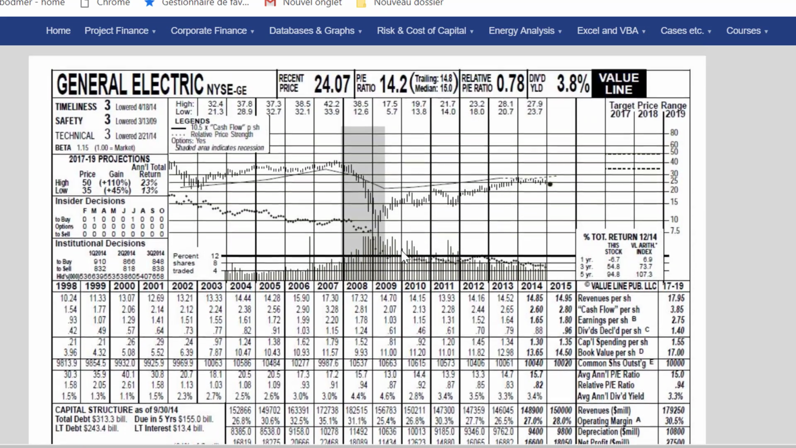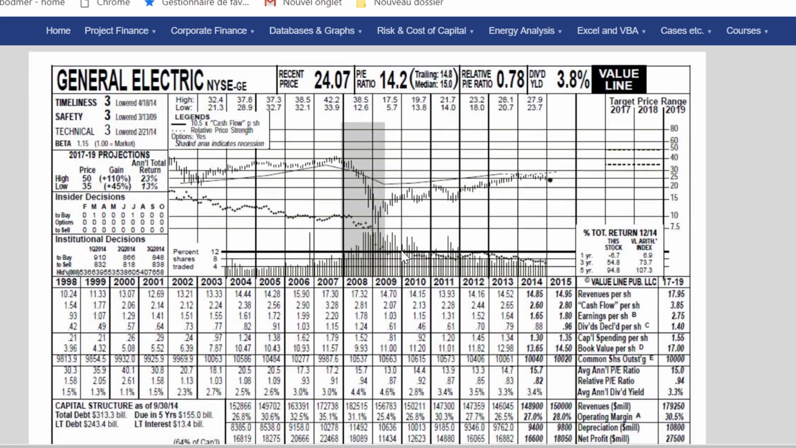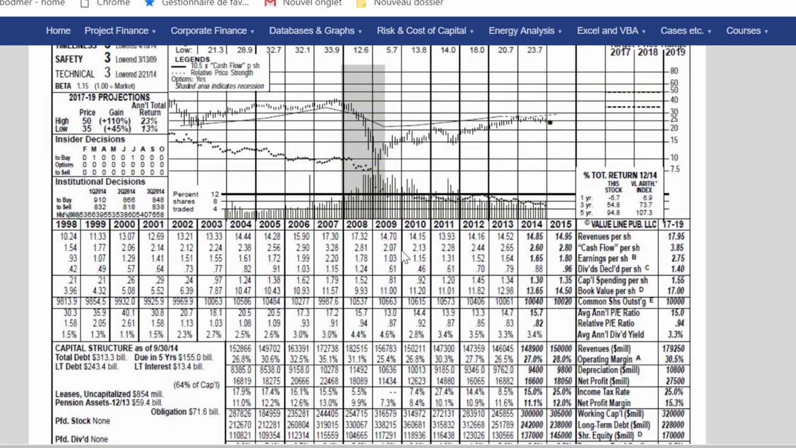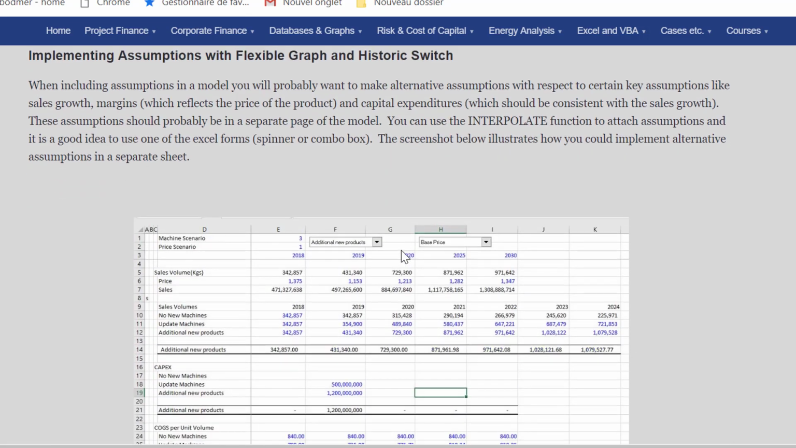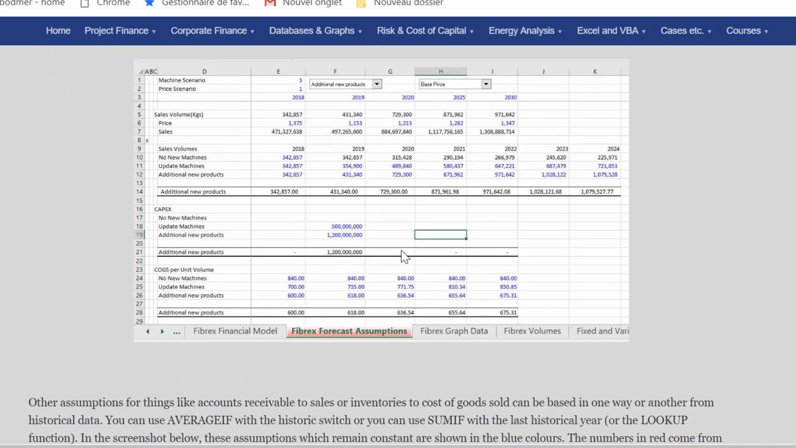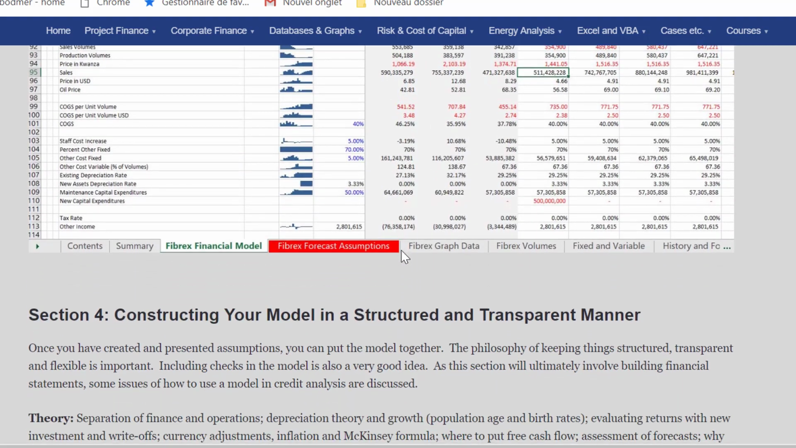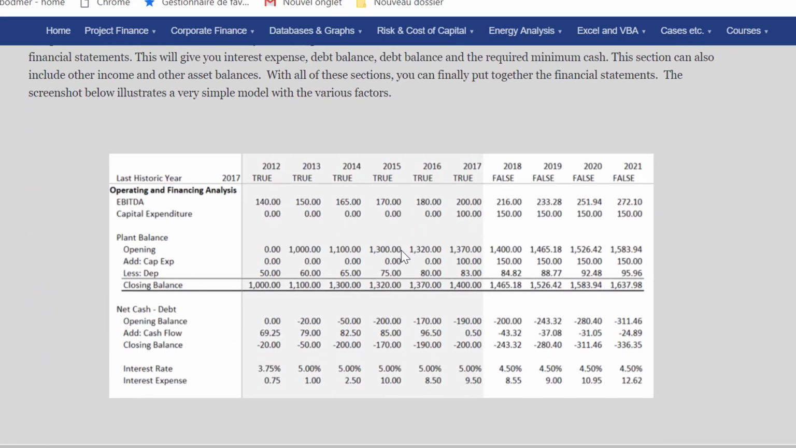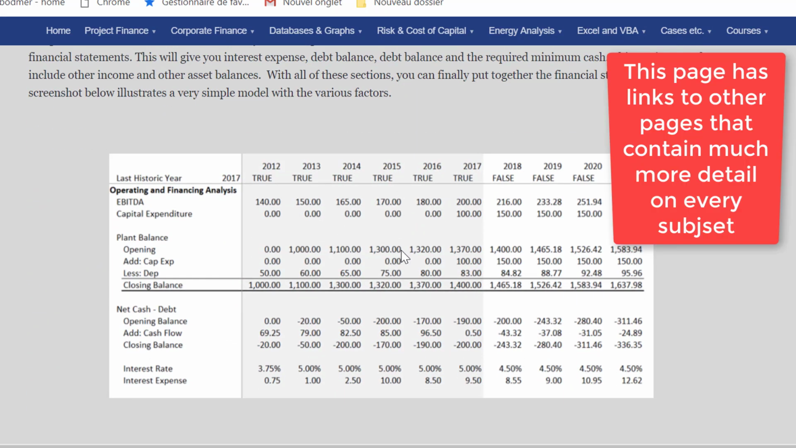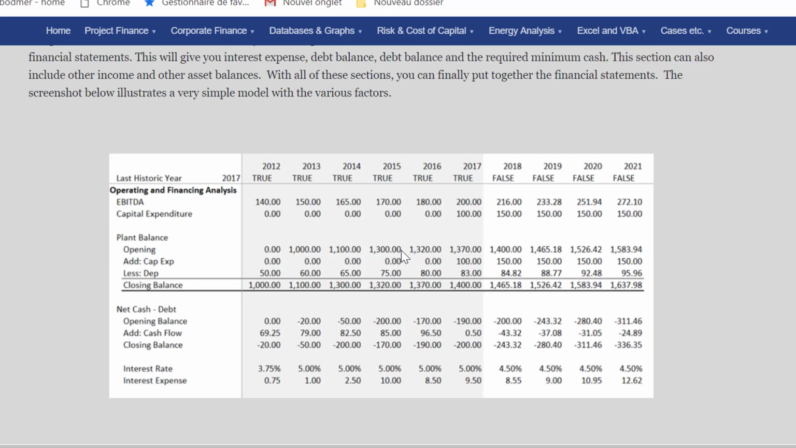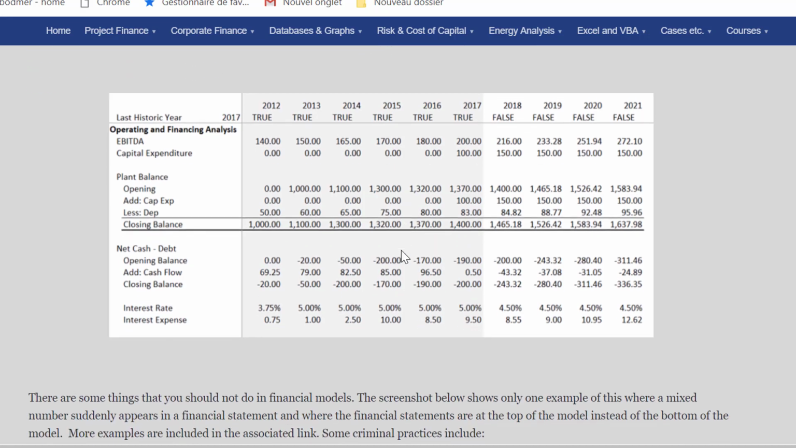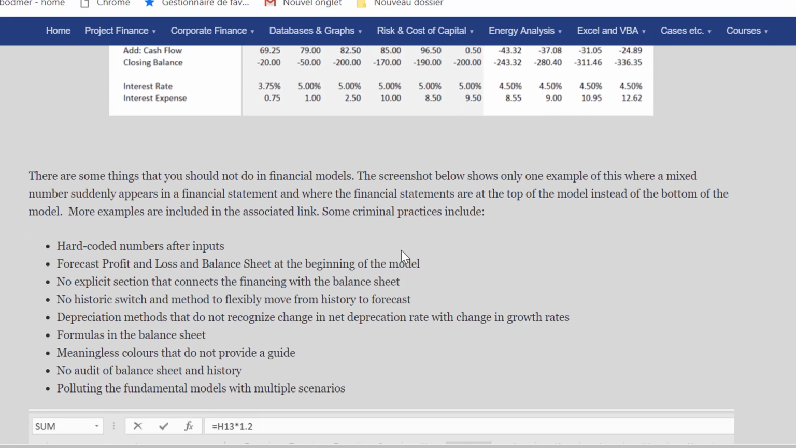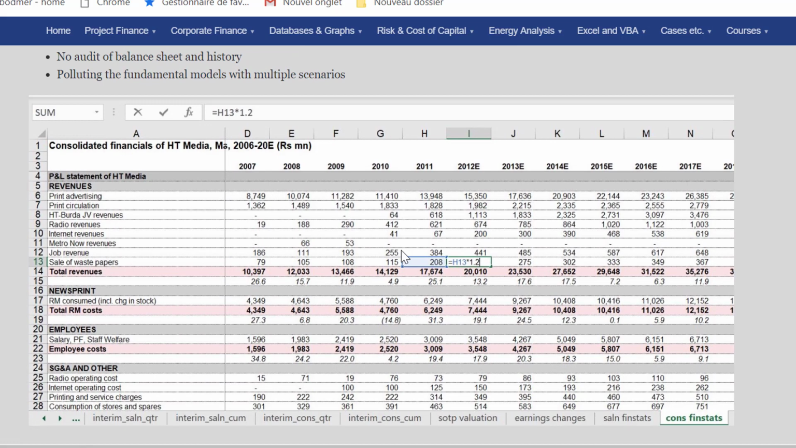And this is ancient history, but in the 1970s, I used this, and they had all this history next to the forecast, and that's what we're going to show you how to put in a model. Okay, and then we'll talk about modeling in a really structured way rather than a haphazard way where you put different sections. In this case, it's extremely simple for EBITDA, CapEx, plant balances, and then cash or debt. And some criminal behaviors in modeling, of which this is.